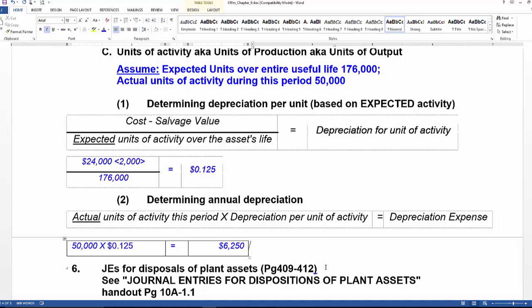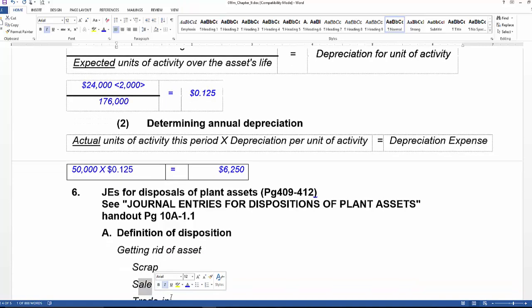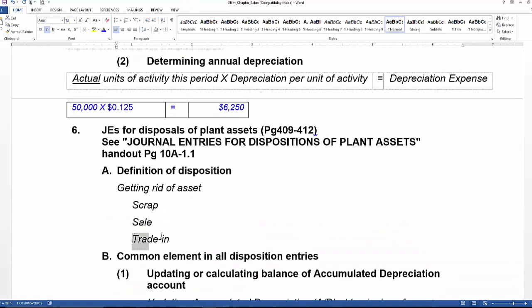Next item, getting rid of plant assets has to do with what we do at the end of the asset's life, or in the case where we no longer need it, or when we are just plain old disposing of it for one reason or another. So what is a disposition or a disposal when you're getting rid of the asset? We'll look at scrapping and sale. Although a trade-in is a possibility, that's more complex than what we need to cover in this intro to financial accounting class.